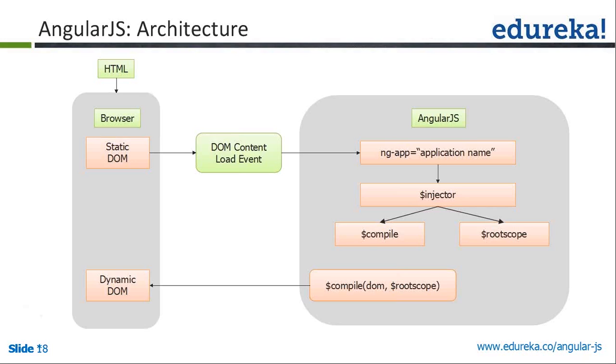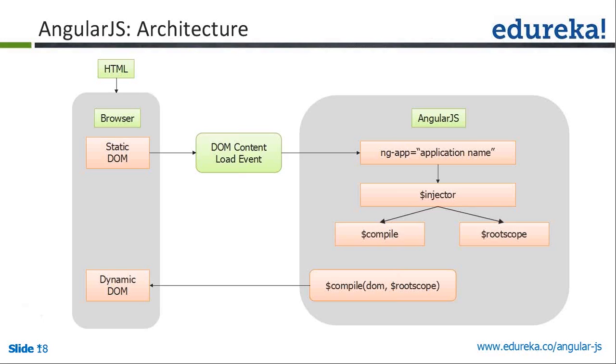This is our AngularJS architecture. If you see the left side, it is our normal DOM, whatever we are seeing in the browser. Whenever we include our AngularJS application, it will take your static DOM and compile it as an AngularJS object. In AngularJS, we have two things: one is $compile and another one is $rootScope.